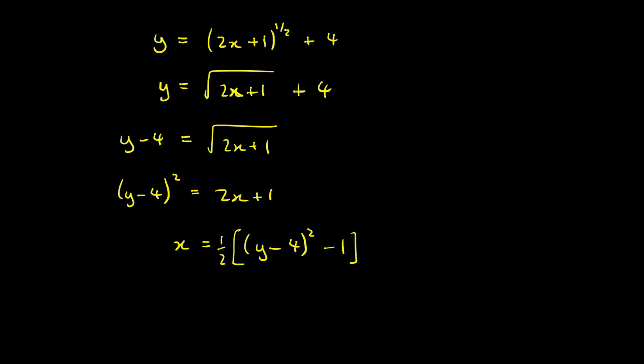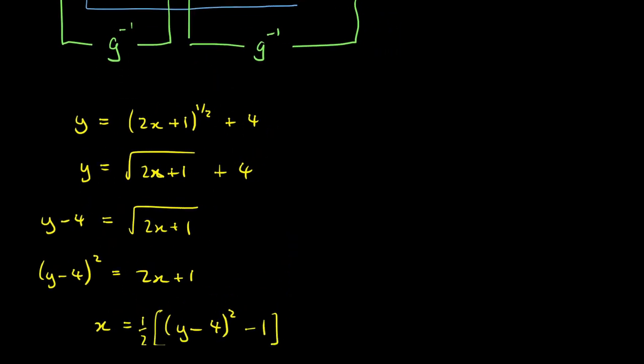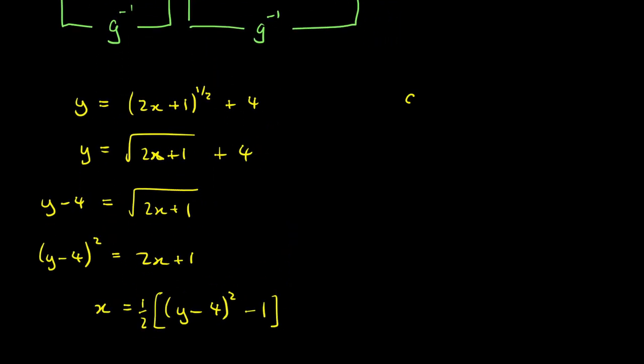So what does that mean? It means that we can write our inverse function, doesn't it, as g inverse of x is equal to a half of x minus 4 all squared minus 1.